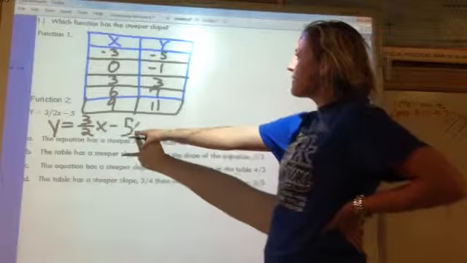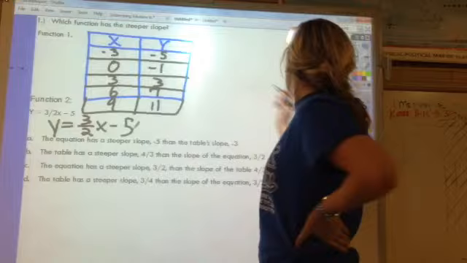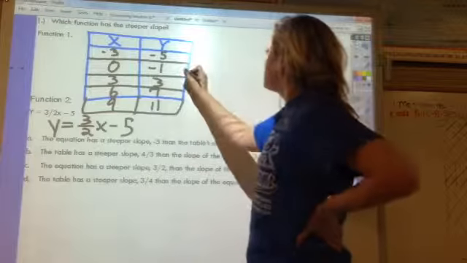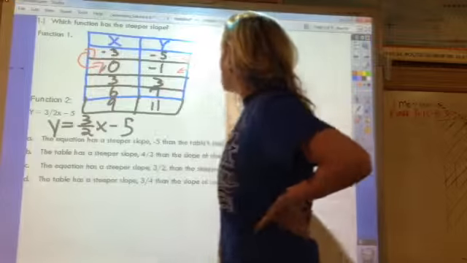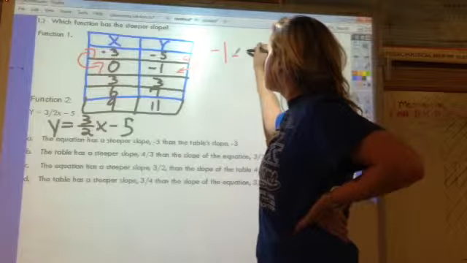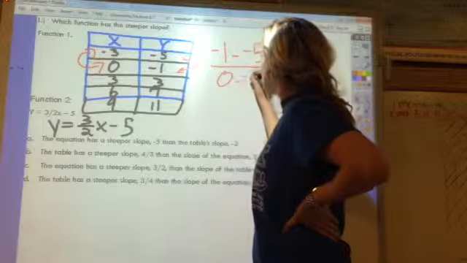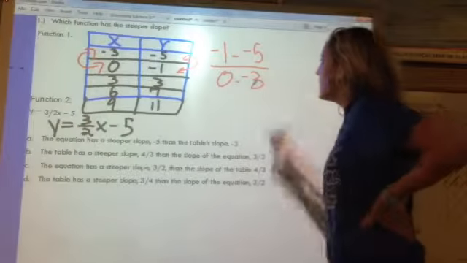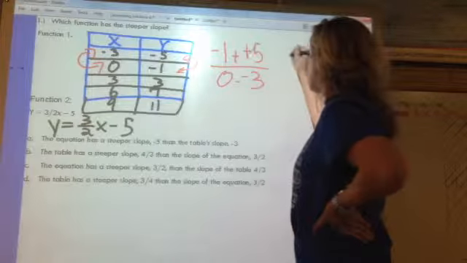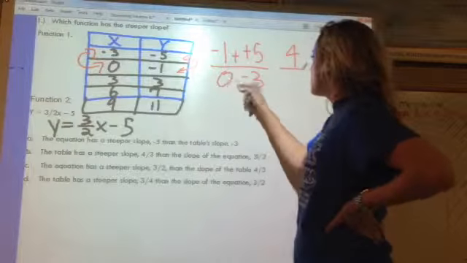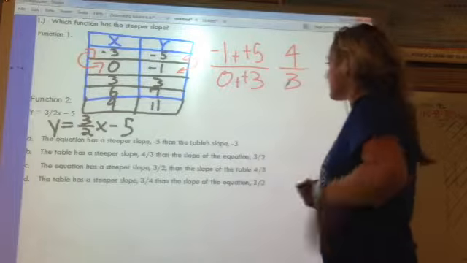All right, since I already have my equation, I just want to find the equation of the table. So again, I do the same thing. Change in y over change in x. So I have -1 minus -5 over 0 minus -3. Now, if I keep, change, -1 plus 5 will leave me with 4. 0 minus -3, keep, change, will leave me with 3, so the slope is 4/3.